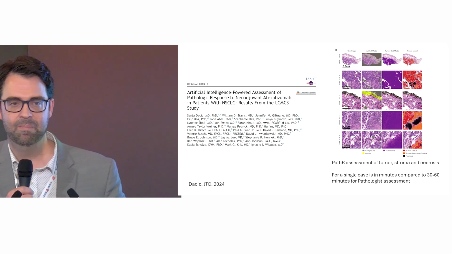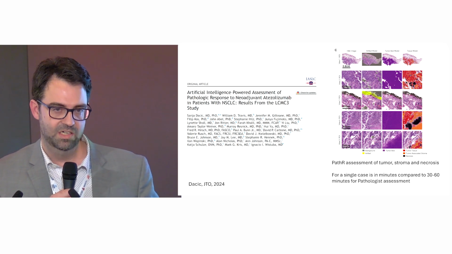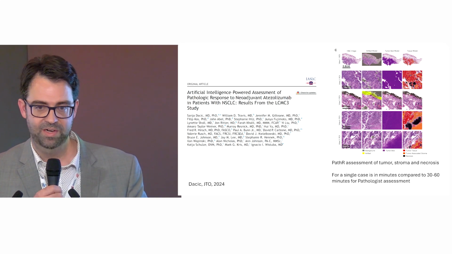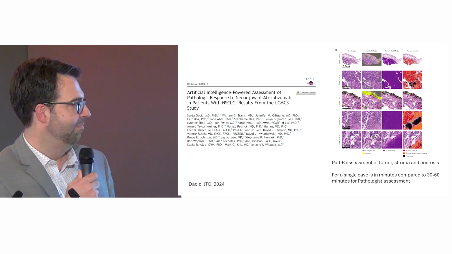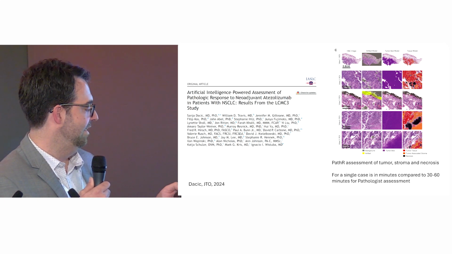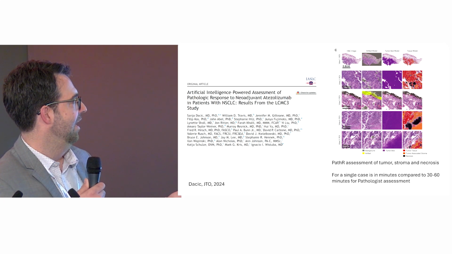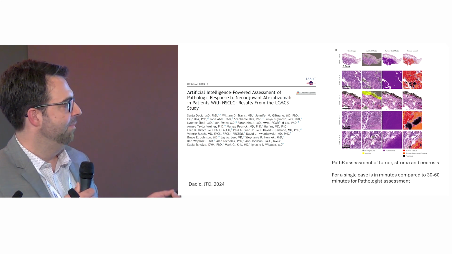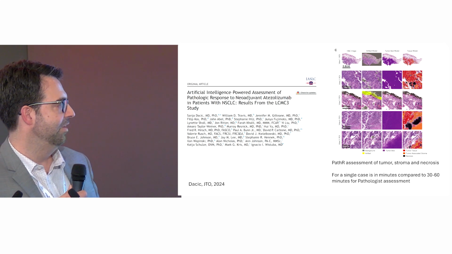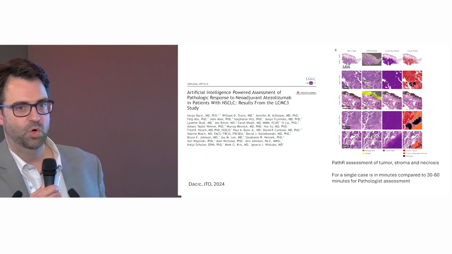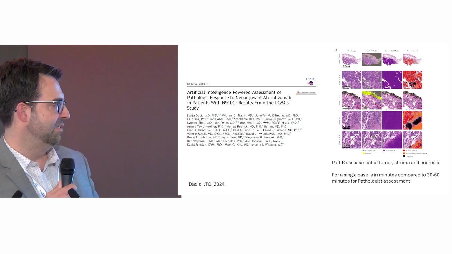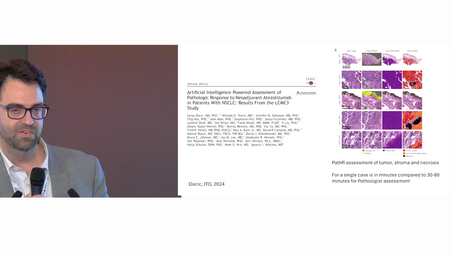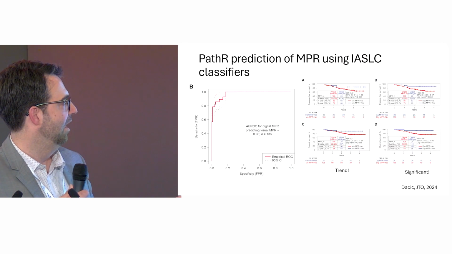And then finally, this other paper that came out last month in JTO was using artificial intelligence. So maybe that's the arbitrator. The ultimate arbitrator is using computers and artificial intelligence. What's interesting is they applied the IASLC guidelines to neoadjuvant immunotherapy this time. They used a system called PATHR that was trained to recognize tumor, stroma, and necrosis. It takes minutes for this PATHR program to go through all the slides, annotate everything, and give you a response, give you your scores.